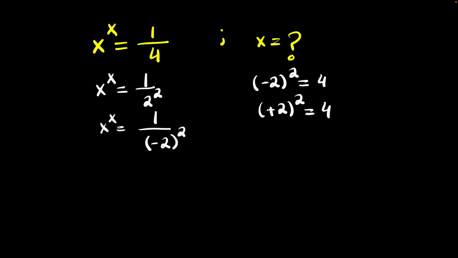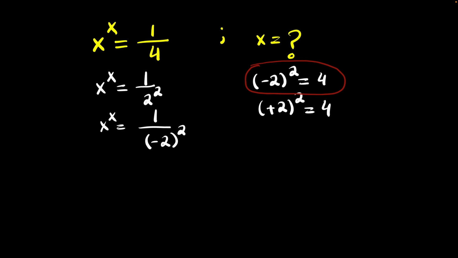As we know, minus 2 to the power of 2 is also equal to 4. I just changed the form. Instead of 2 to the 2, I wrote minus 2 to the power of 2. So let's go ahead.